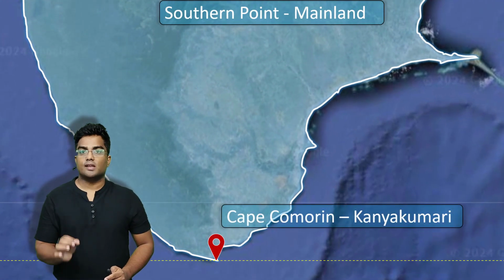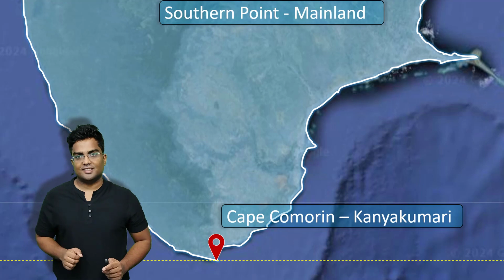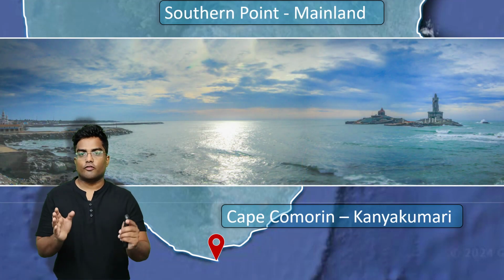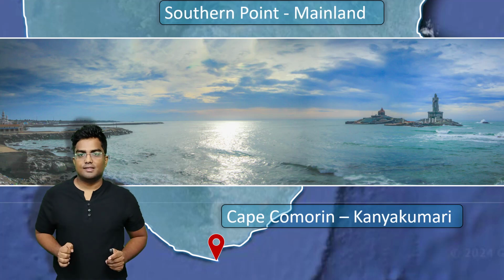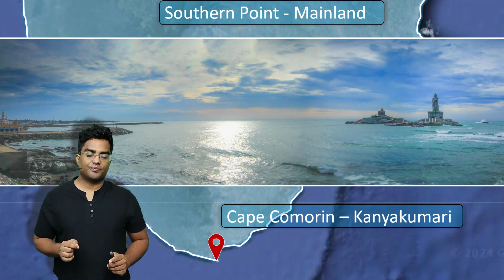Now, where is this particular point located? This point is known as Cape Comorin or Kanyakumari. You might have heard about Kanyakumari a lot. And this is the panoramic view of Kanyakumari. It's absolutely stunning. So let's discuss this particular place.